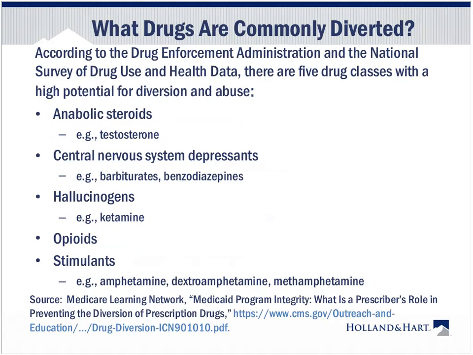So we talked about common types of diversion, but what are the drugs that are commonly diverted? According to the DEA, there are 5 classes that have the highest potential for diversion and abuse. That's anabolic steroids like testosterone, central nervous system depressants, barbiturates, hallucinogenic medications, opioids, and stimulants. This came from, you can see the site there at the bottom, the Medicare Learning Network as to the 5 most common types.